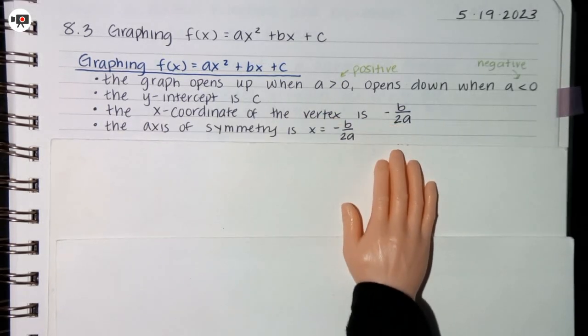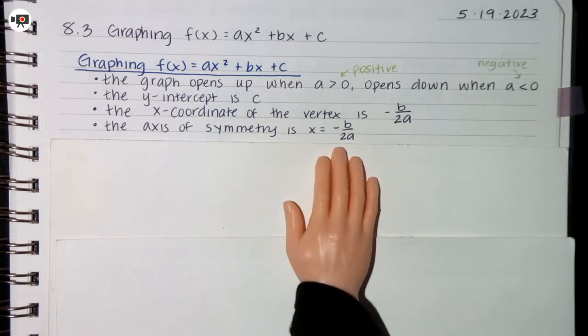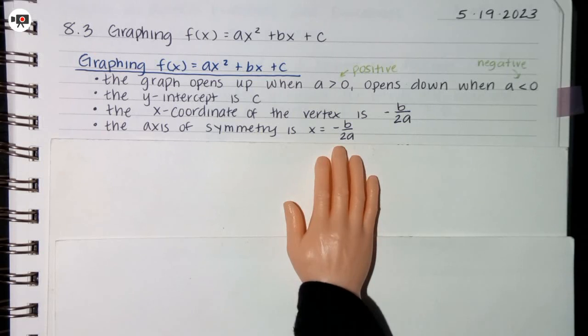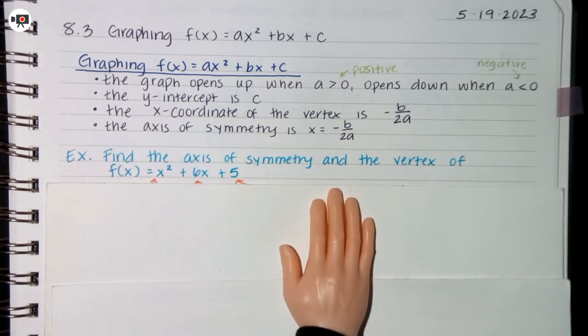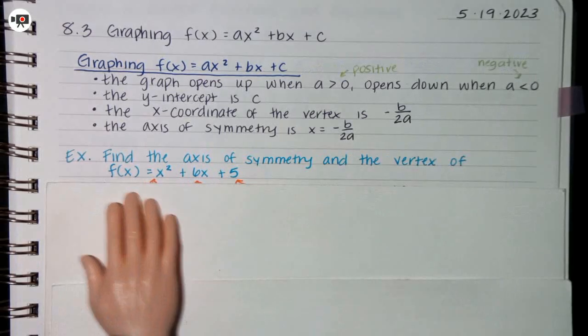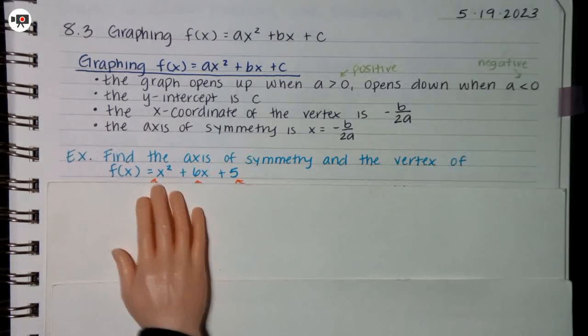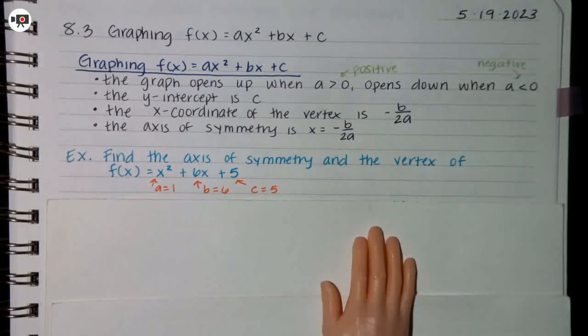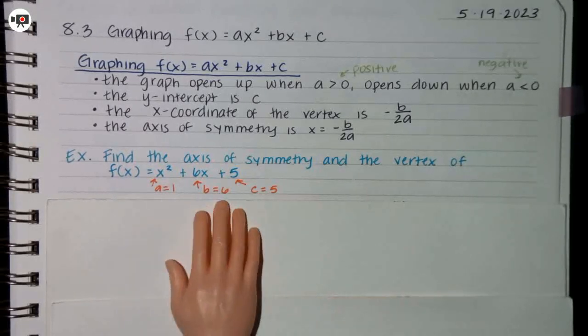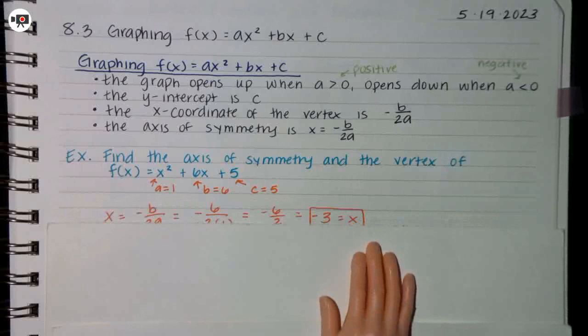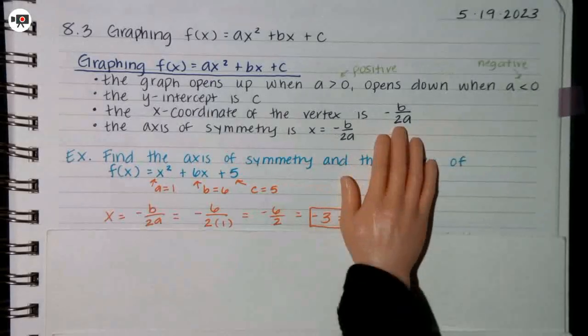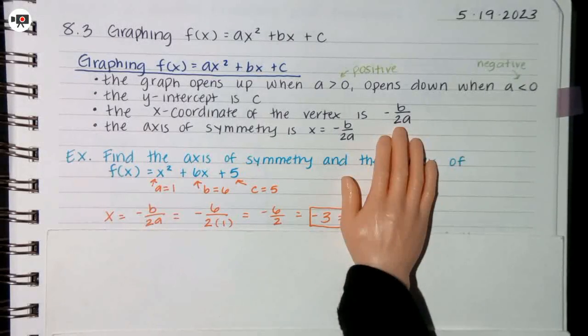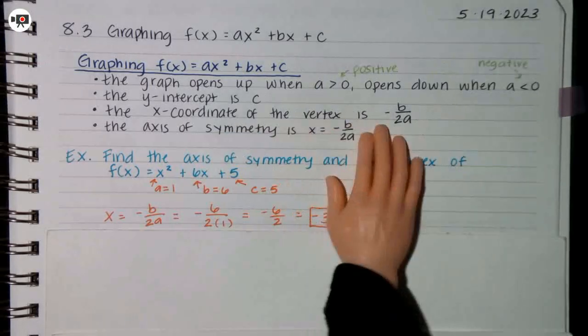The axis of symmetry is the line that the parabola is reflected over down the middle. It is the line x equals negative b over 2a. We are going to find the axis of symmetry and the vertex of f of x is x squared plus 6x plus 5. So a is 1, b is 6, and c is 5. So we are going to use negative b over 2a to find the vertex.